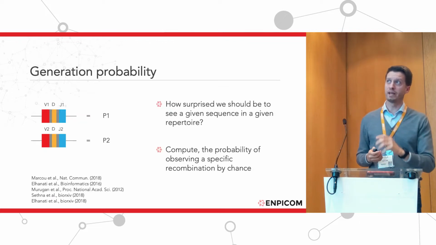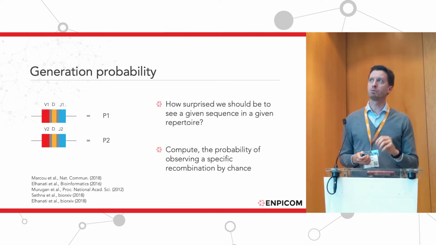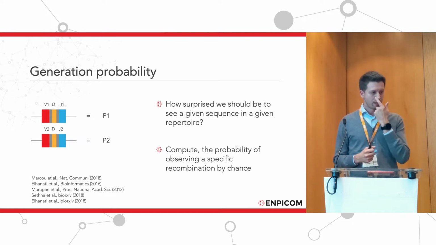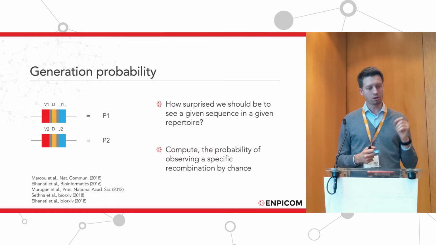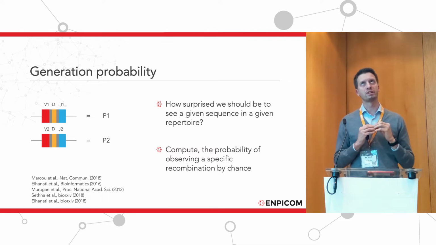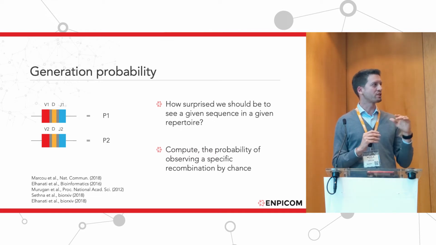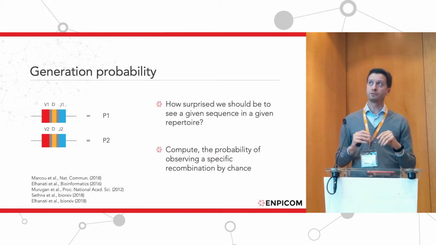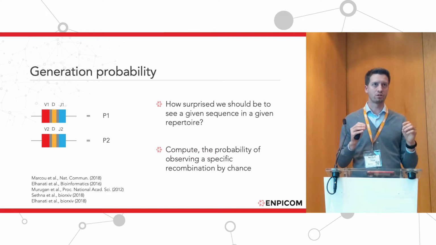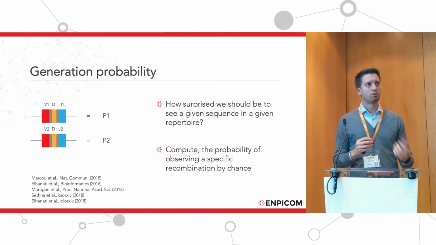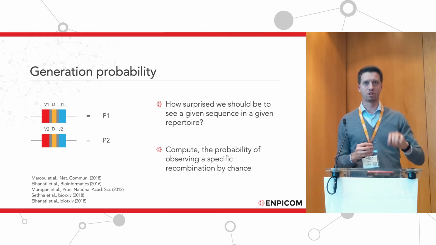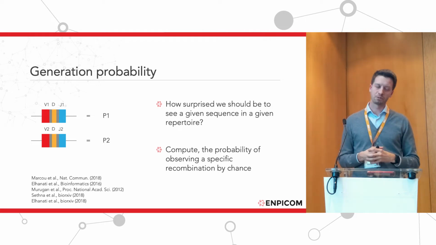This is one analysis that we perform, and we combine it with a second analysis, which is called generation probability. This relies on the concept that not all sequences, or let's say not all recombinations, have the same probability to be generated. So using different sets of V and J genes and different P or N nucleotides in the junction gives a different probability to generate a specific recombination, so a specific receptor sequence.